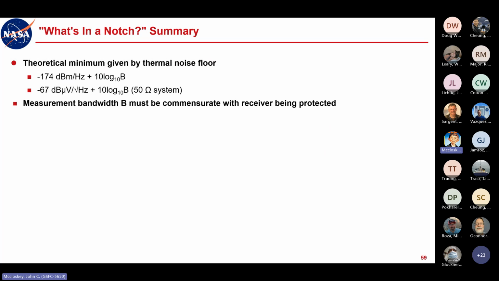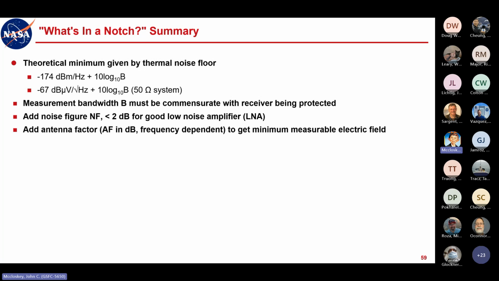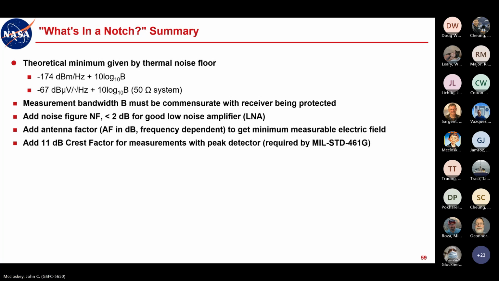The measurement bandwidth B must be commensurate with that of the receiver being protected. Then you would add your noise figure, generally less than 2 dB for a good low noise amplifier. You'd need to add your antenna factor in dB, and it's frequency dependent, to get the minimum measurable electric field, or noise equivalent electric field. And you also need to add that 11 dB crest factor for measurements with a peak detector, which are required by standard 461. So these are all the things that need to go into a properly defined notch to protect a given receiver.